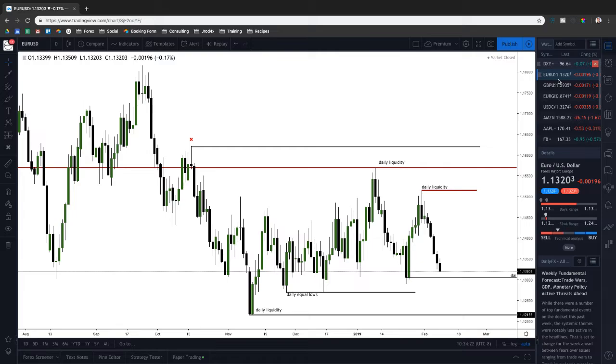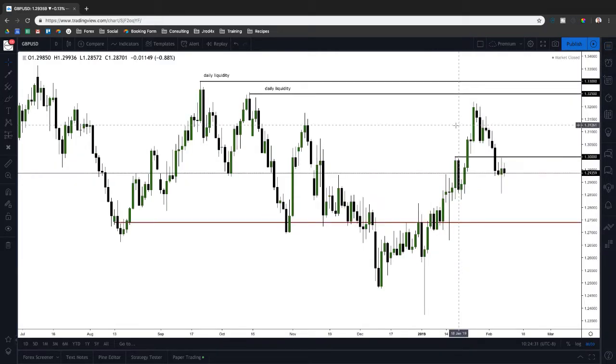Alright, and for British pound, this is one of the ones that we have been pretty much sitting on the sidelines, and we haven't really been taking action on this specific pair. And the reason being is because it's unclear to me as to what they're doing in terms of both a weekly and a daily perspective.